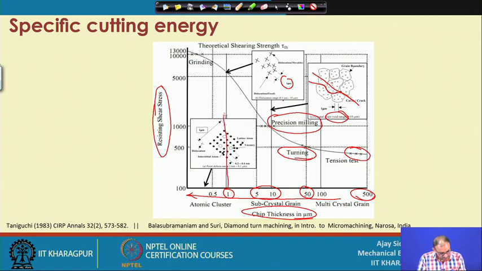If you move in this direction, there is a chance of removing or cutting the material through this dislocation, correct. Every time, your tool or your cutting mechanism will try to find the weak points of the material, in the grain boundary and within the grain, and then it will try to propagate through that particular location.